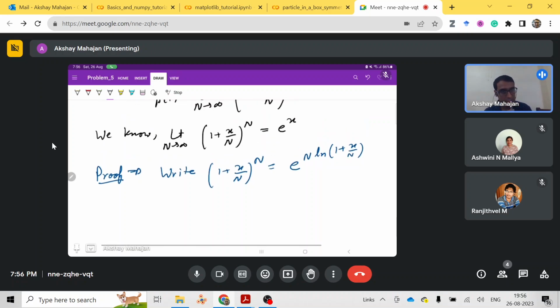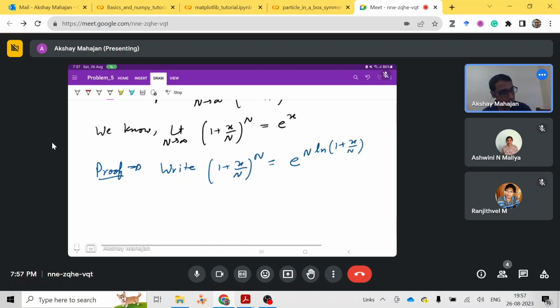Okay, I hope this step is clear. It is exponential to the power n ln of 1 plus x by n. So you can make this n go into the ln. So it will become ln of (1 plus x by n) whole to the power n. And then you can replace this e by ln, so it will be ln e of (1 plus x by n) to the power n, whole to the power ln of e, which will be 1.